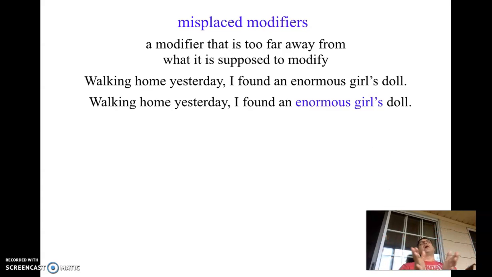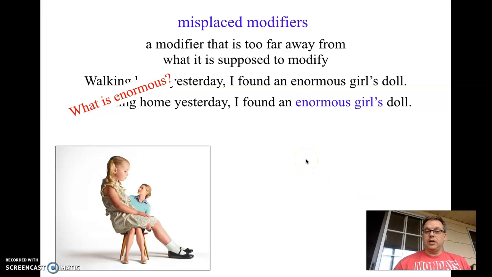They're arranged in a way that makes for two possible understandings, right? And for misplaced modifiers, this is very common. Because of where the modifier is placed in a sentence, it leads to some confusion. So what is enormous? In this sentence, how it is now, it would mean an enormous girl. This girl's very big. Her mom right here looks very small compared to the girl.